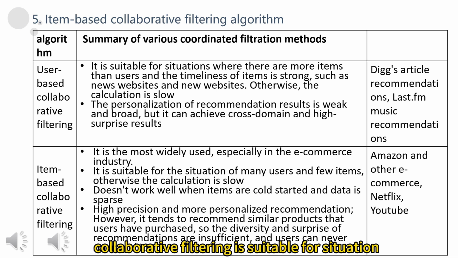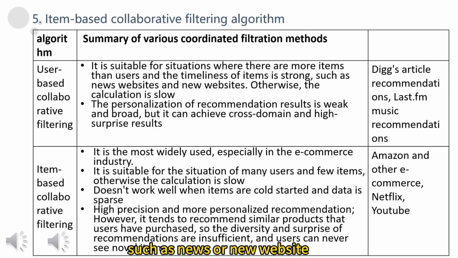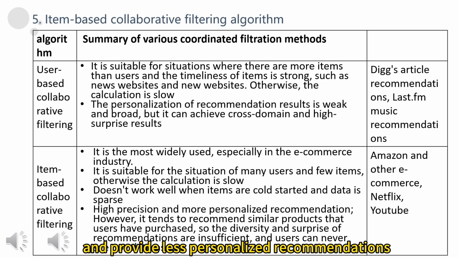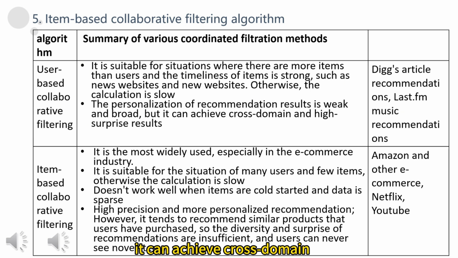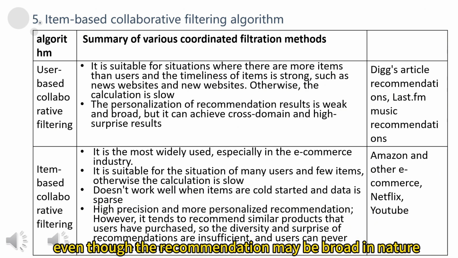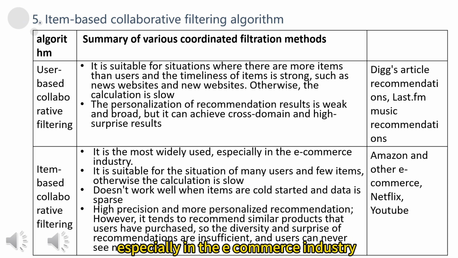User-based collaborative filtering is suitable for a situation where there are more items than users and a strong emphasis on timeliness, such as news or news websites. However, it may have slower calculations and provide less personalized recommendations. On the other hand, it can achieve cross-domain and high surprise recommendations, even though the recommendations may be broad in nature. In contrast, item-based collaborative filtering is widely used, especially in the e-commerce industry.